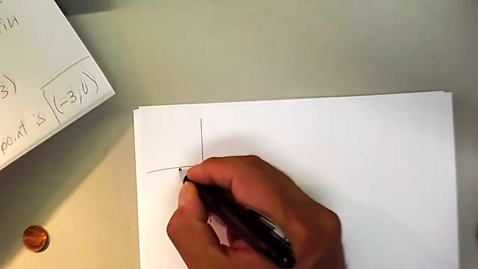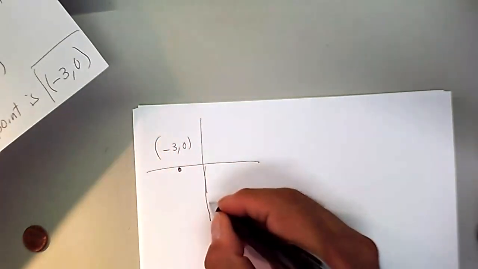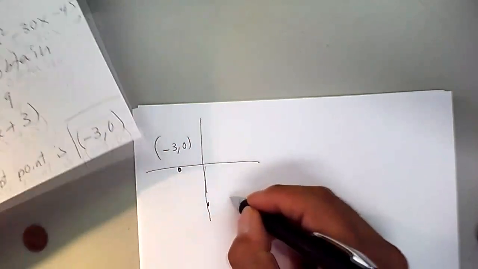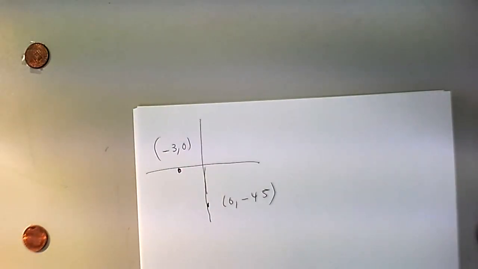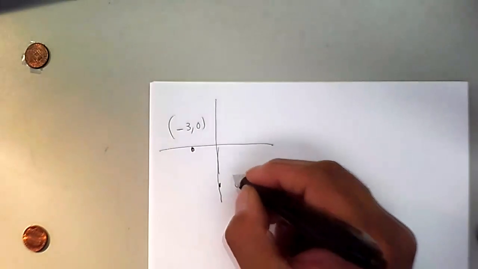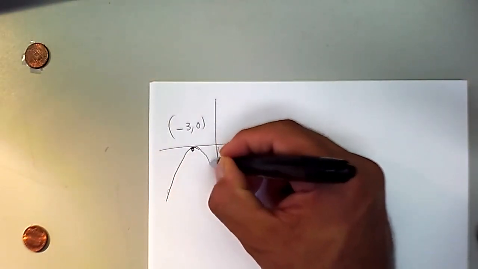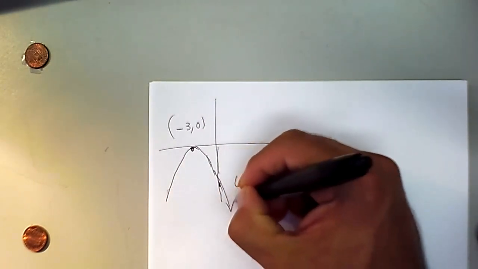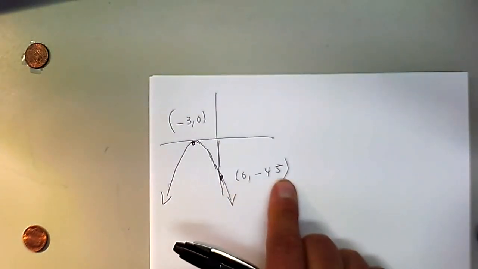So this guy is negative 3, 0. And again, this is not proportionally correct. And then we have a point down here, again not proportionally correct, 0, negative 45. And it's okay to do non-proportionally correct pictures because we want a sketch, not a perfect graph. But the sketch yet has to have correct, accurate information about the behavior of the graph. So this parabola opens down. The y-intercept is 0, negative 45.